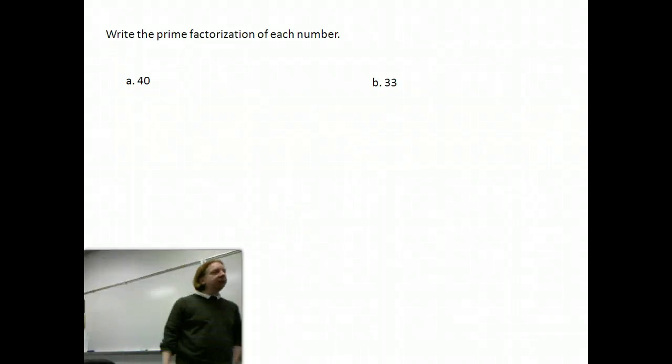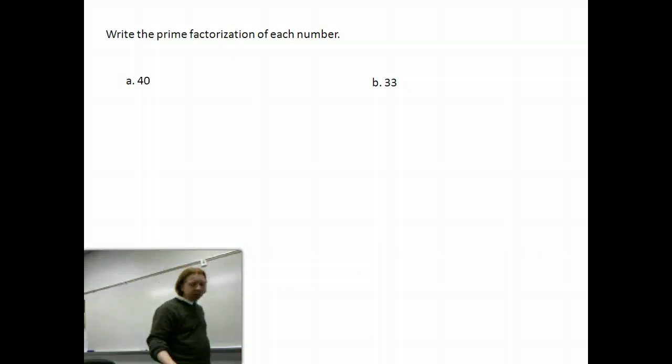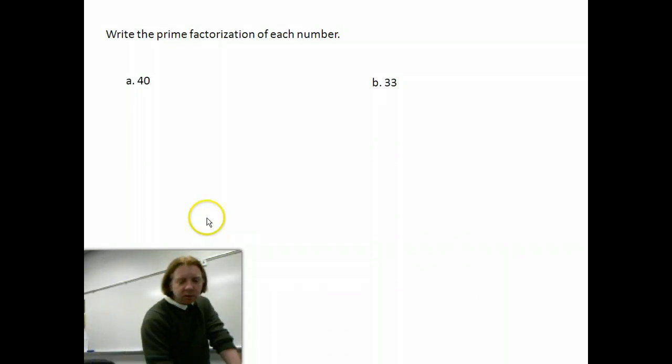Numbers to get us started. So factoring out 40, factoring out 33. Ultimately, we're going to end up at greatest common factor, but we're not going to dive into that right off the bat. So we start off with 40.